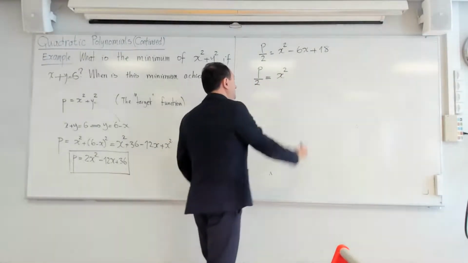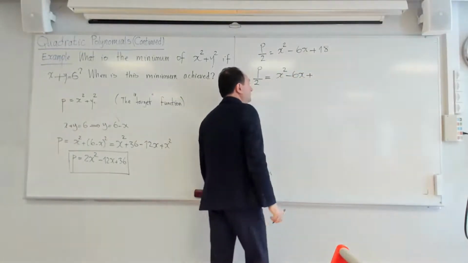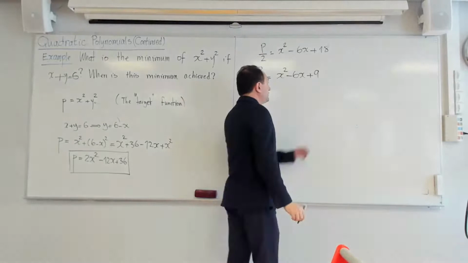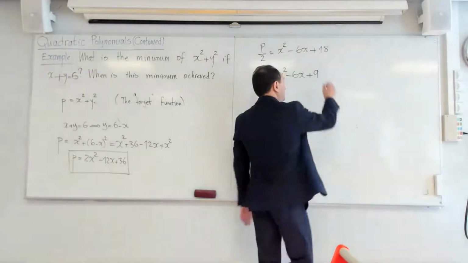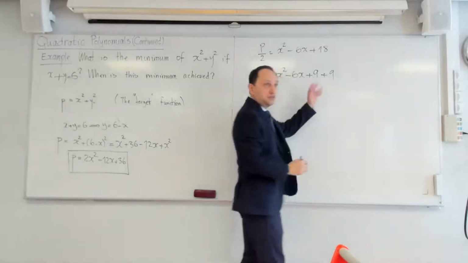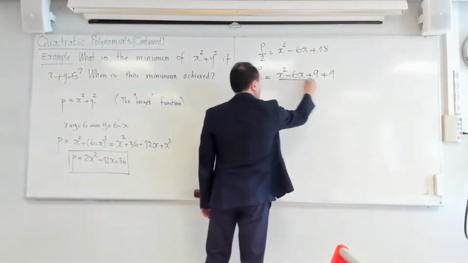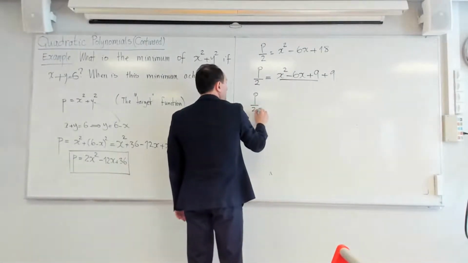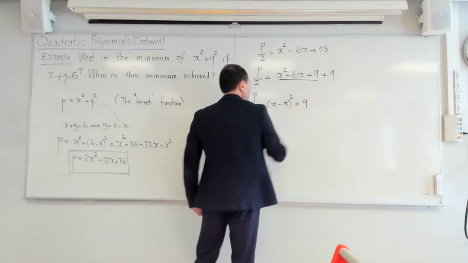What is the correct number? What should I have? 9. Of course, I can write minus 9 plus 18, but instead of that, I can write 9 plus 9. Do you agree? It doesn't matter how you do it. But then these 3 becomes what? P over 2 is (x minus 3) to the power 2 plus 9 at the end.